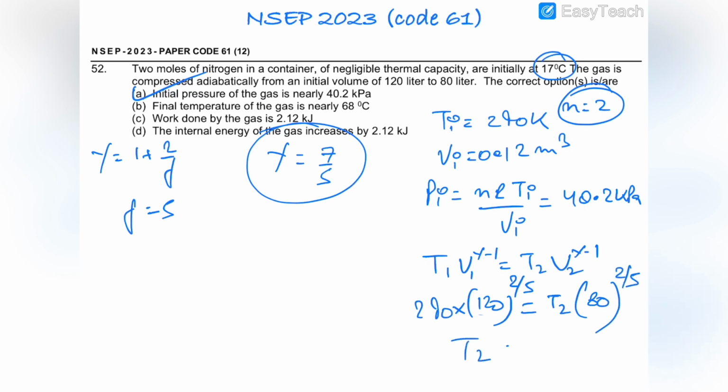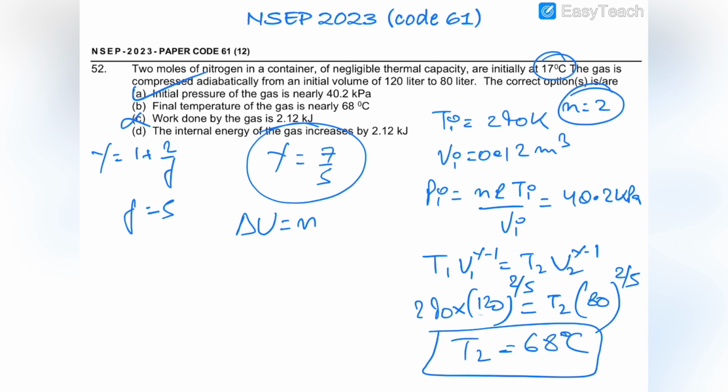So T2 would be equal to 68 degrees Celsius approximately. This is a quite tough calculation. You have to calculate it with some time. So it would be around 68 degrees Celsius. And the work done, obviously in this compression, work done would be negative, so this option is incorrect. And delta U would be nCV dT.